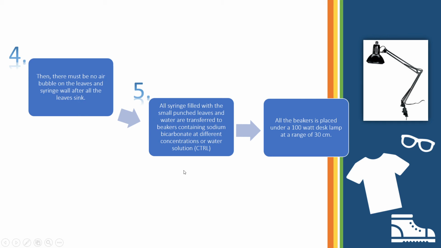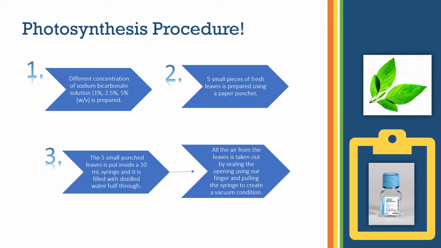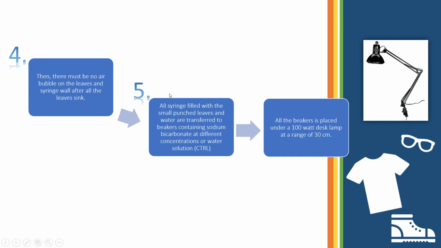For the fifth step, all syringes containing the small punched leaves and water are transferred to beakers containing sodium bicarbonate at different concentrations as stated before in step 1, as well as a water solution. In this case, the beaker containing water will act as control in this experiment. Then these beakers are placed under a 100 watt gas lamp at a range of 30 cm that acts as light source to begin the photosynthesis process on the leaf.